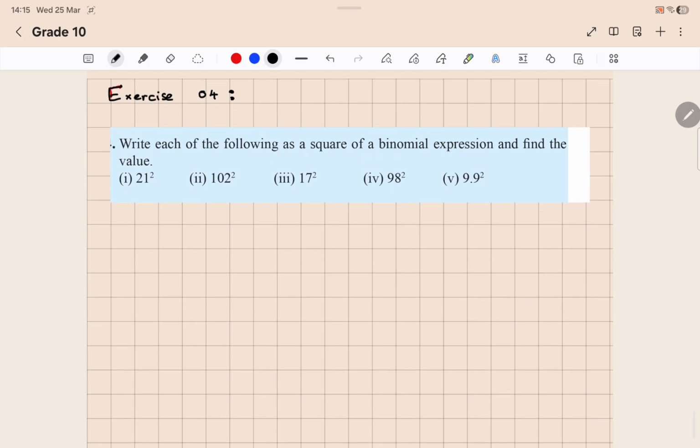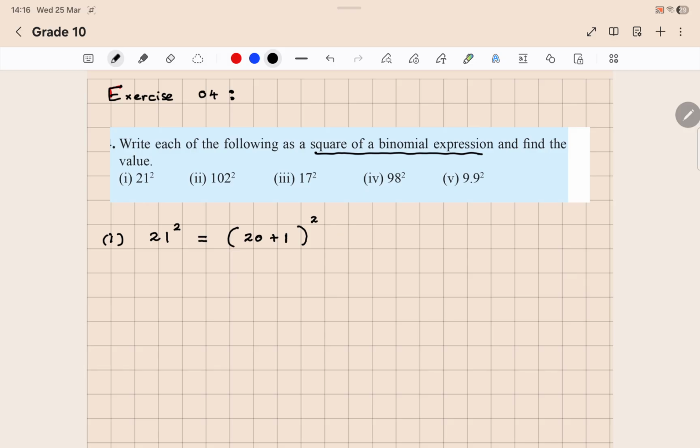Right, look at exercise 4. This is an application of (a plus b) squared and (a minus b) squared to find numerical values. Write each of the following as a square of a binomial expression and find the value. So let's look at the first one. 21 squared, write it as a binomial, so that means as addition or subtraction of two terms. 21 squared, easiest way to do this is what? 20 plus 1. 20 plus 1 is 21, whole thing squared.